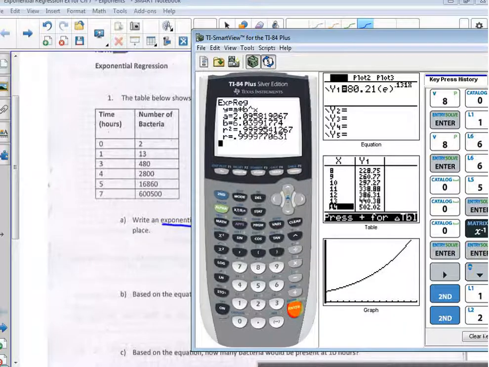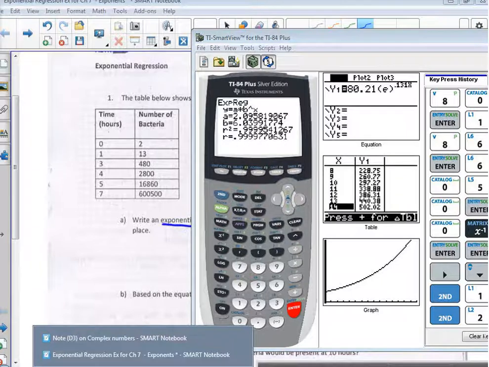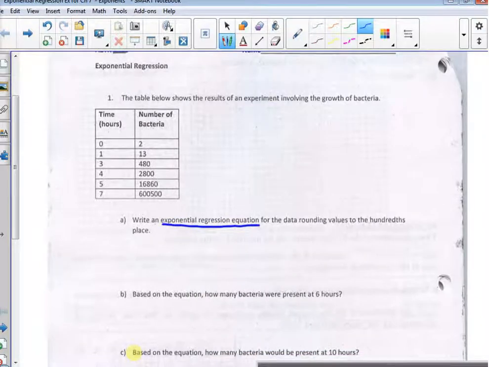All right. And if for some reason you don't have the diagnostics on, it's okay if you do not have the R squared or R. We're not going to use them this time. All right, so now I'm going to go back and write some stuff down.